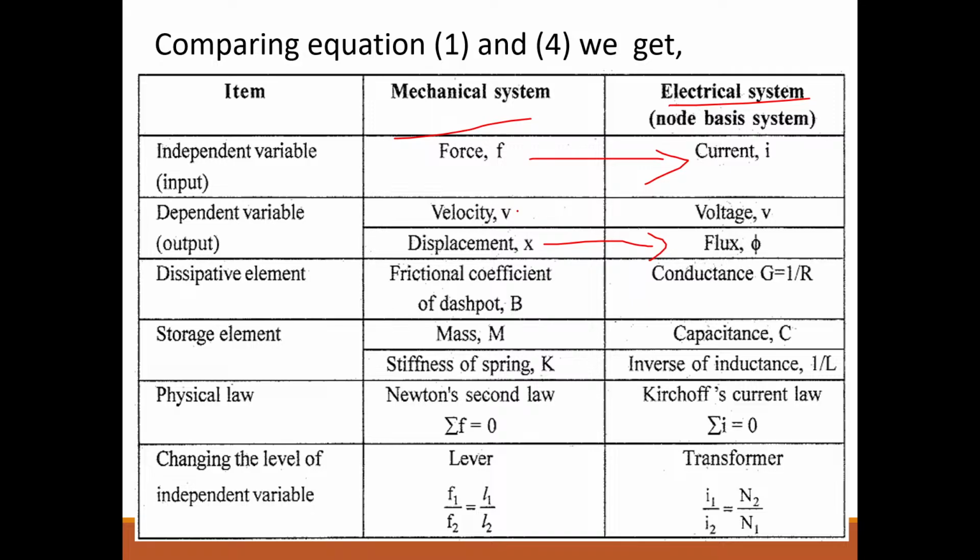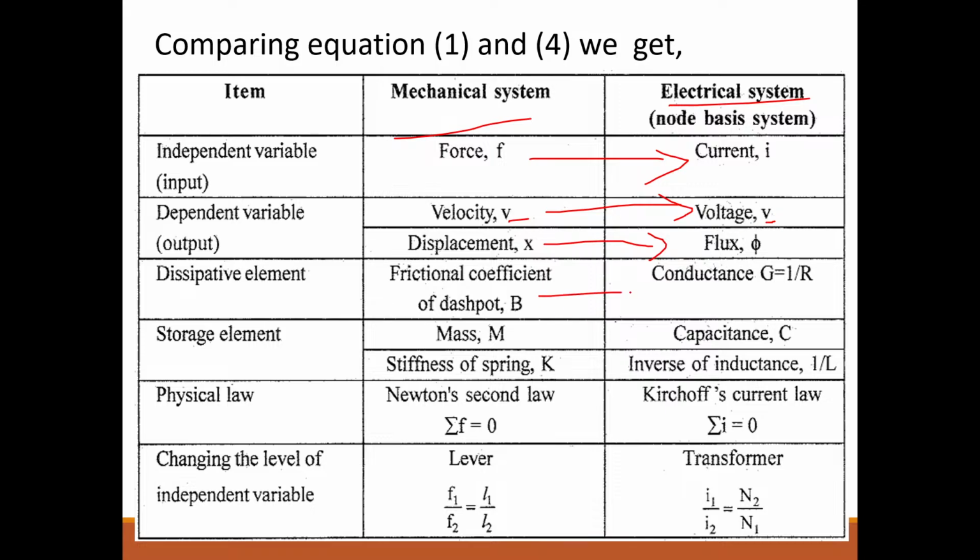dx by dt is velocity. d phi by dt is voltage. See, both are V. Don't confuse: this is V, this is also V. So you must have clarity. Velocity, dx by dt, is velocity. d phi by dt is V, voltage.